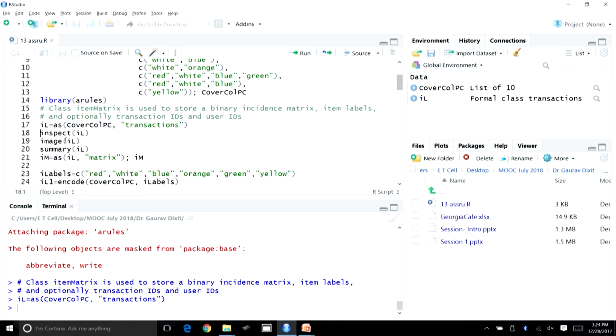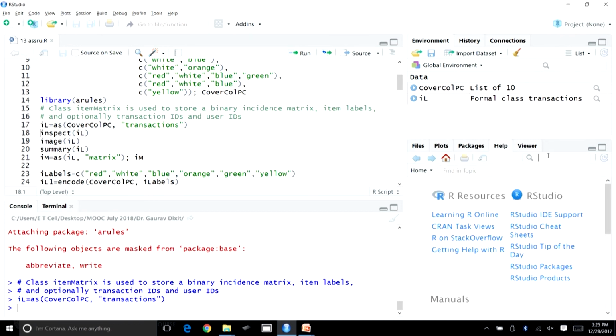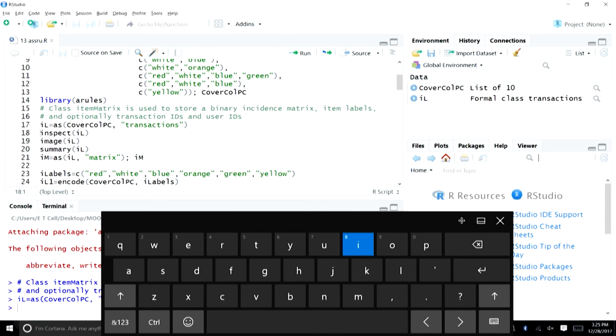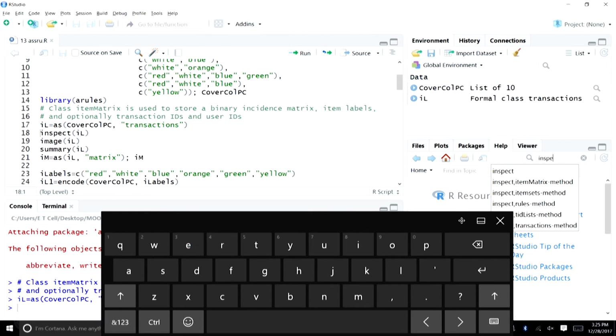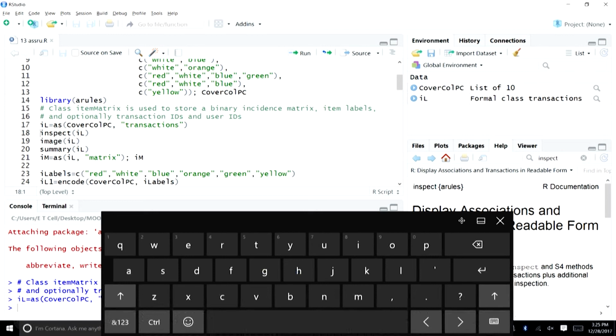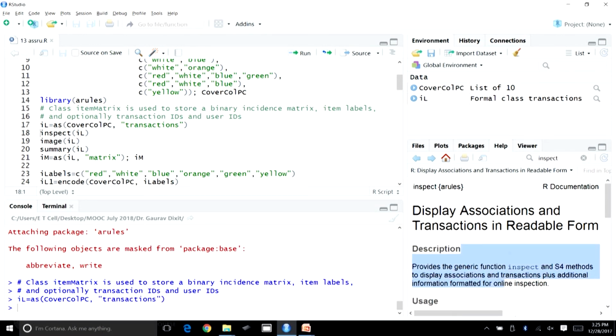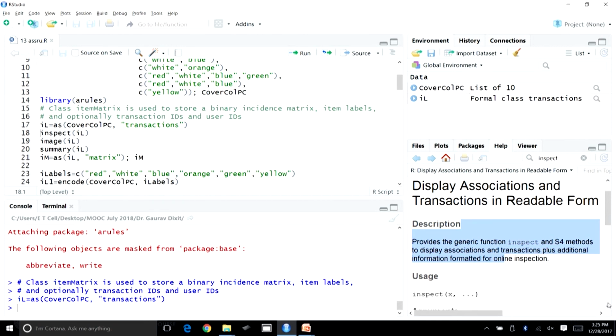Now inspect is the function that can be used to actually look at this particular format. More detail about the inspect function you can find out from the help section. Here again you can type in the help section inspect, and you would be able to find more detail about this particular function. As you can see, it provides the generic function inspect to display associations and transactions plus additional information formatted for online inspection. So this is the function that we are going to use here.